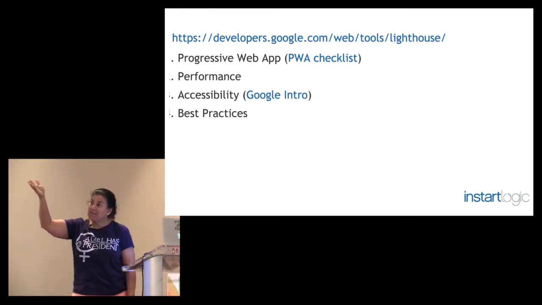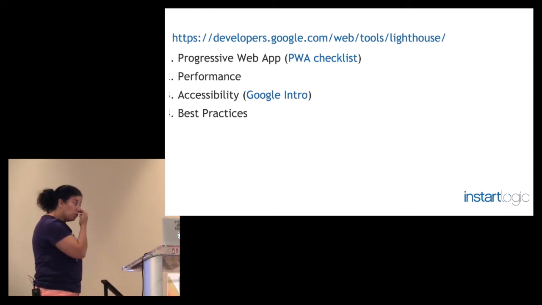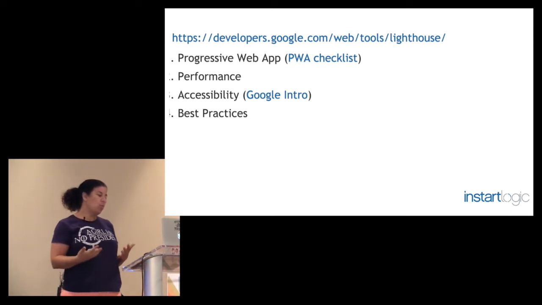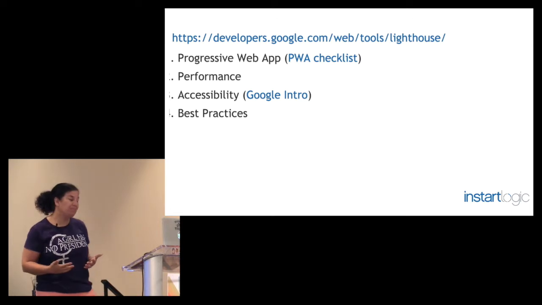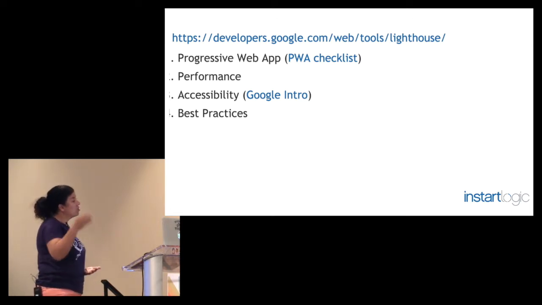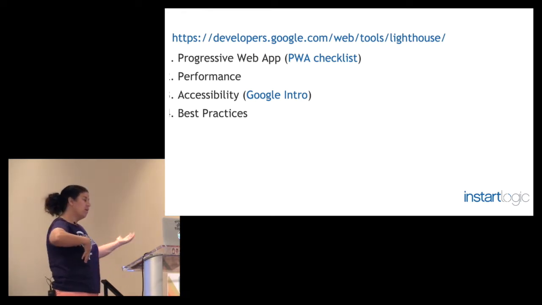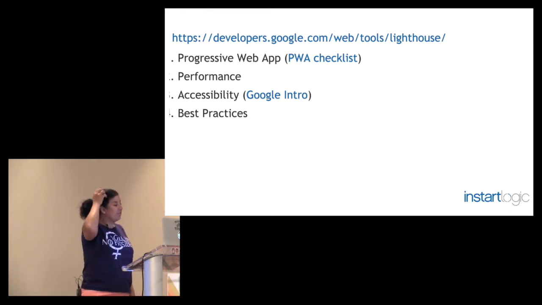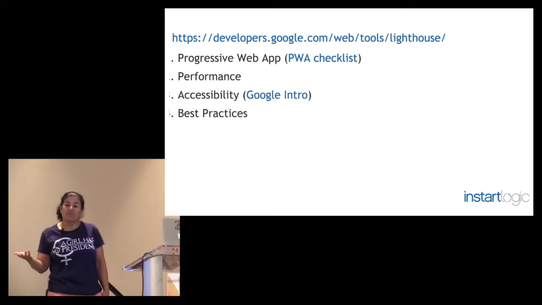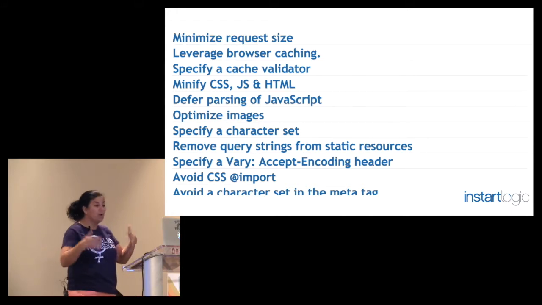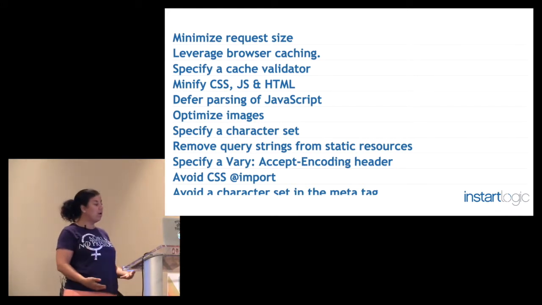The URL for Lighthouse is up there. It's a tool to audit your website and to tell you how good you're doing. It has 4 sections to it, so you just go into the developer tools. If you have Chrome 60, you can add it in an extension if you don't have Chrome 60 installed. There's a progressive web app checklist, there's a performance checklist, there's an accessibility checklist, and there's a best practices checklist. There's also page speed, which is an extension.